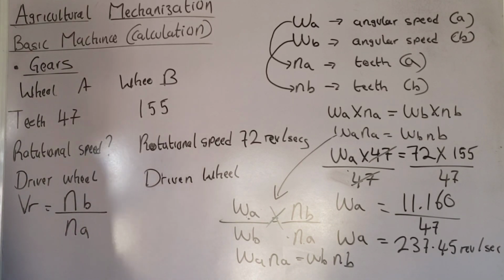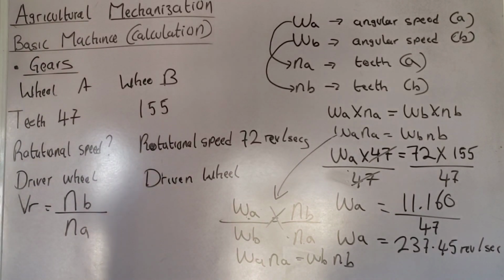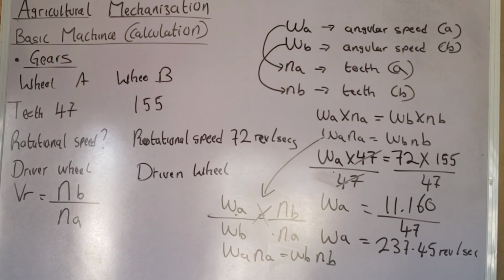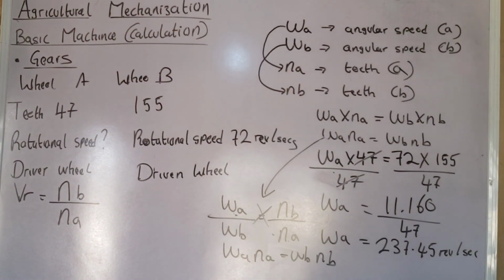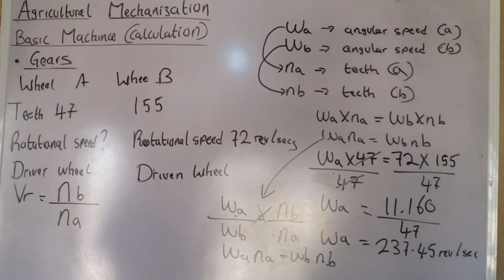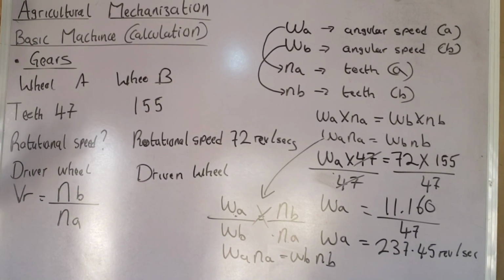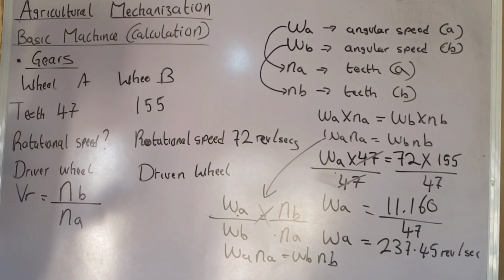Now, because we've been made to know that wheel B is the driven wheel, you understand? Pay attention and listen to the explanation again. We've been made to know in the question that wheel B is the driven wheel, and since wheel B is the driven wheel, wheel A will be what? The driver wheel. You understand? And velocity ratio now is what? The number of teeth of the driven wheel all over the number of teeth of the driver wheel.